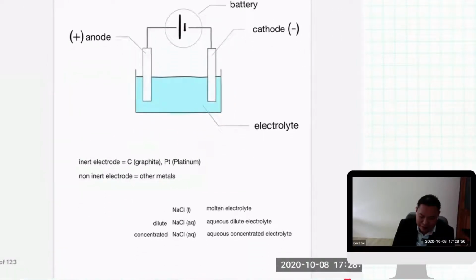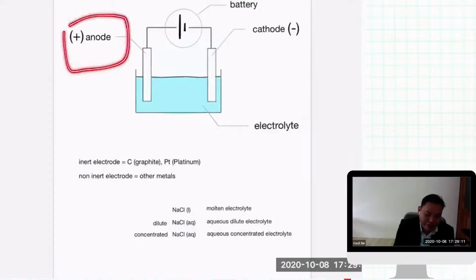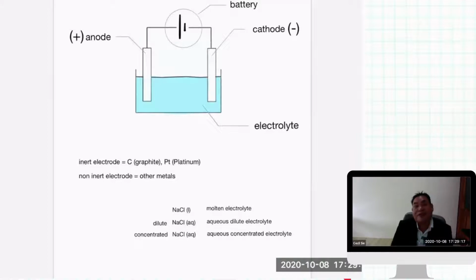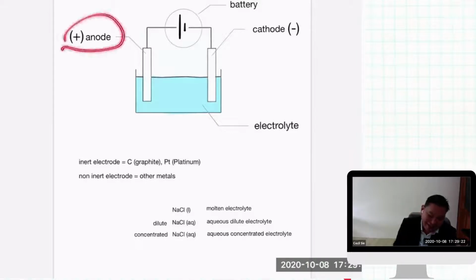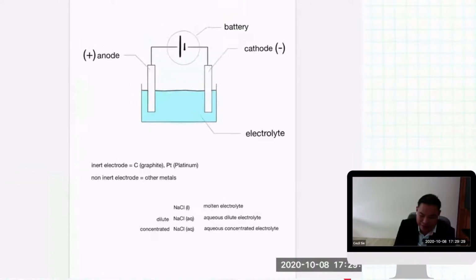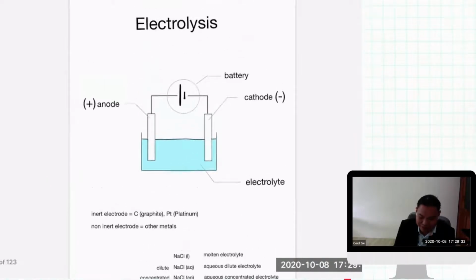And why do we need to learn about these three types of electrolyte and these two types of electrode? Because it will affect how the reaction works. And the purpose of this video, for this video only, we are going to learn how to write down the reaction on the anode only. The next video, we are going to learn the reaction on the cathode. Then we must know what reaction will happen when we do electrolysis of a certain substance.